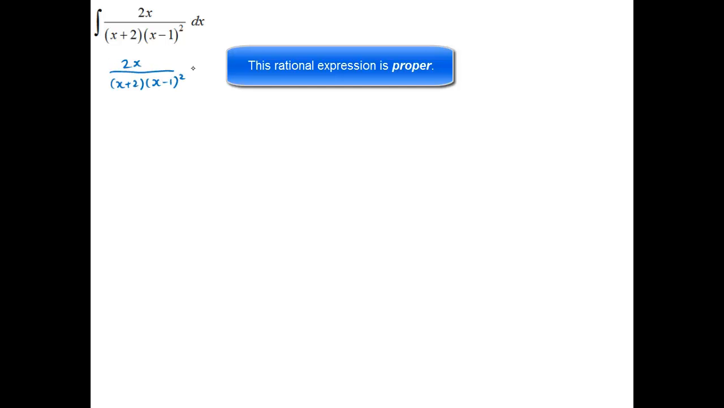I will evaluate the integration of this rational expression by partial fractions. Let me first take out the rational expression in order to resolve it. Notice that this is a proper fraction in that the numerator is power 1 and is less than the denominator, which is of power 3.